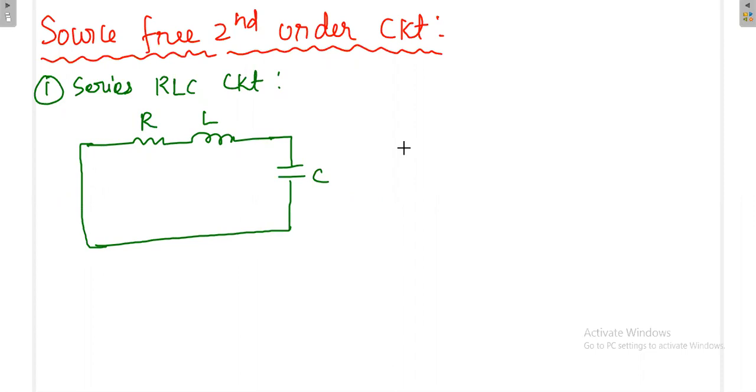Then finally we'll get some waveform like a sinusoidal waveform, or otherwise, it depends on the resistance, inductance, and capacitance values, which kind of waveform we finally get. But the assumption is that the capacitor has some initial energy. If there is no initial energy, there will not be any current or any voltage. So the assumption is that either the inductor or the capacitor has some initial energy.